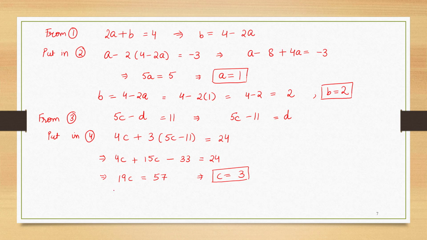And put it here, D is equal to 5C minus 11. That is 5 into 3 minus 11, 15 minus 11, that is 4. So D is equal to 4. So this is how we have to solve the problems to find the variables using the equality of matrices.